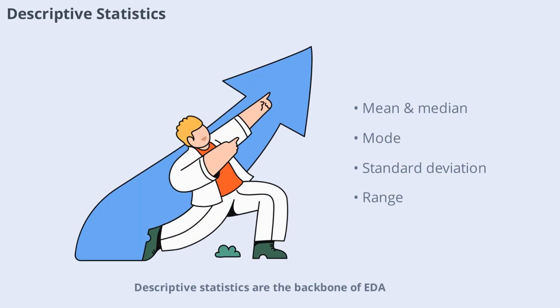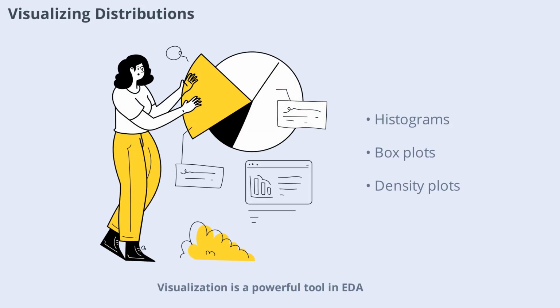Descriptive statistics are the backbone of EDA. They provide simple summaries about the sample and the measures. Common statistics include mean, median, mode, standard deviation, and range. These metrics help you quickly understand the central tendency and spread of your data. By calculating these values, you gain insights into the overall structure and variability of your dataset, setting the stage for deeper analysis.